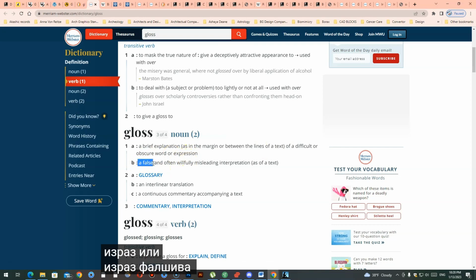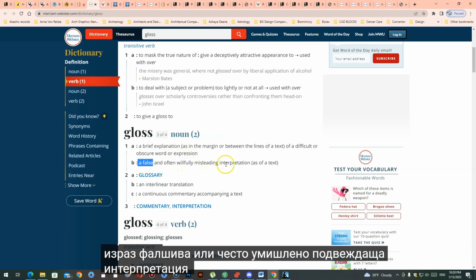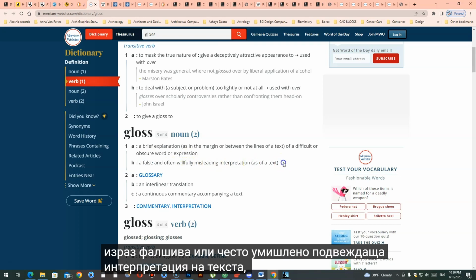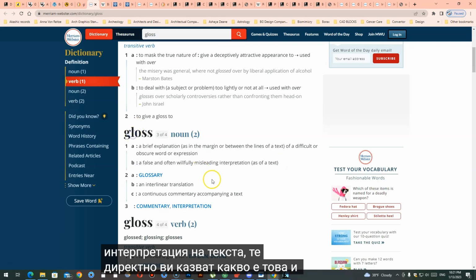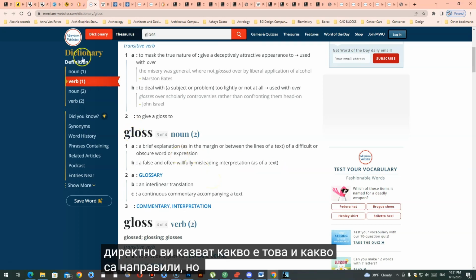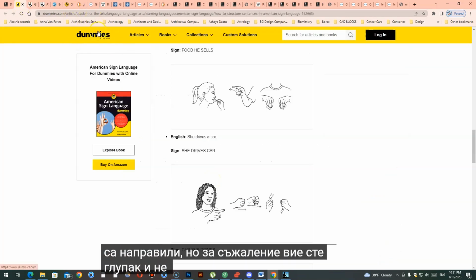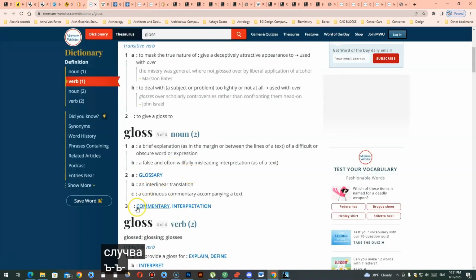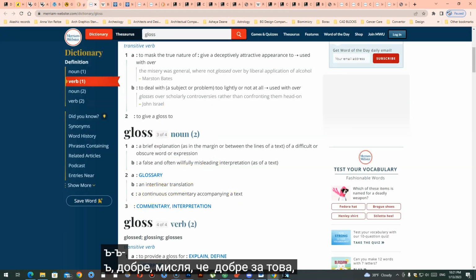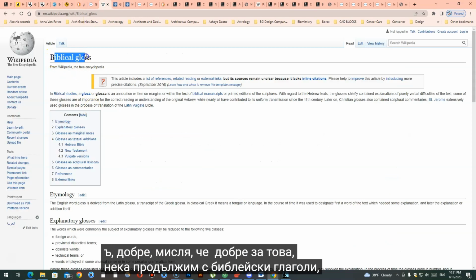A false or often willfully misleading interpretation, as of the text. They directly tell you what this is and what they've done, but unfortunately you're a dummy and you can't understand what's going on. Okay, I think that's good for that. Let's keep going. Biblical glosses.